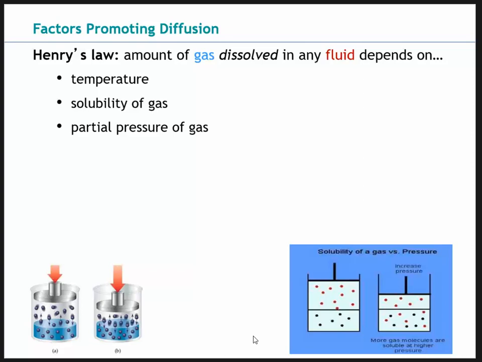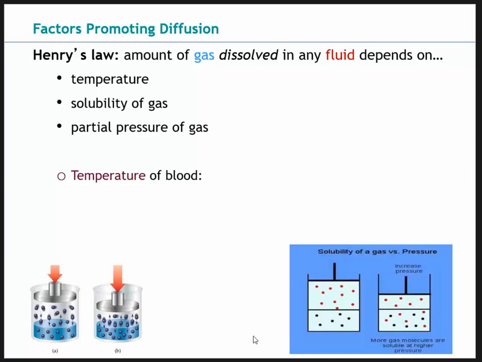So Henry's law, amount of gas dissolved in a fluid depends on what? So what is this referring to? It's the amount of oxygen and carbon dioxide dissolved in blood. Blood is the fluid. So this was published shortly after, who was it? Dalton's law in 1803. So first, we have each one of these: temperature, solubility, and partial pressure of gas. The only term we probably need to define is solubility. It's the ability of a solute to dissolve into a solvent. So the ability of a gas to dissolve in a fluid. So that's all solubility means.